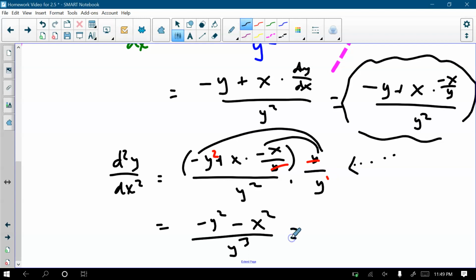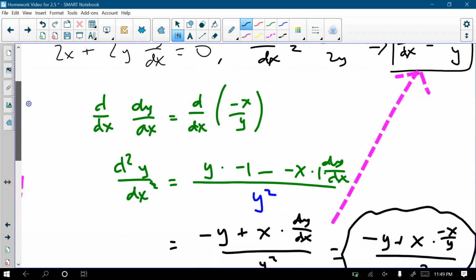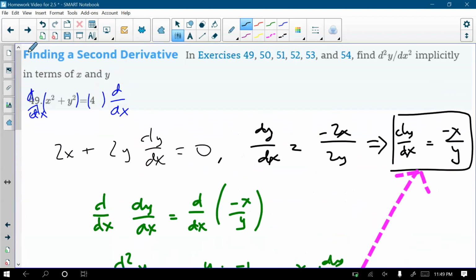Other variations on the answer could look something like this. A negative in the front with an x squared plus y squared over y cubed would be fine. And again, I'm just doing this because I don't know what the answer in the book is, but I just want to make sure that you're aware that we could actually write this multiple ways. We could also write negative x squared over y cubed minus 1 over y.